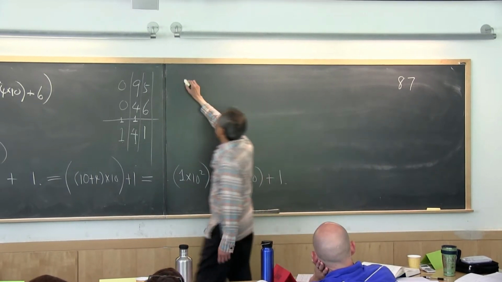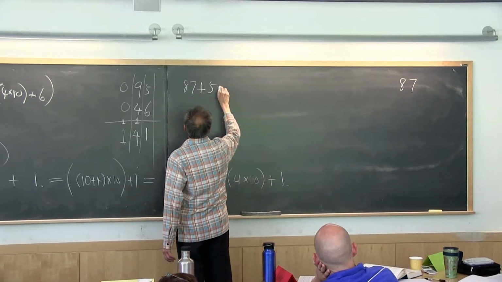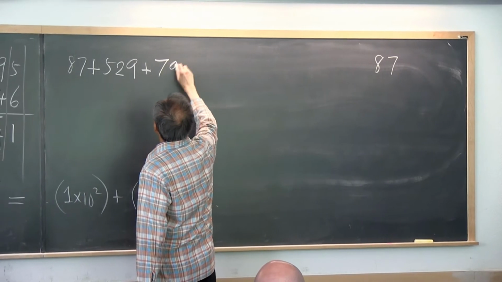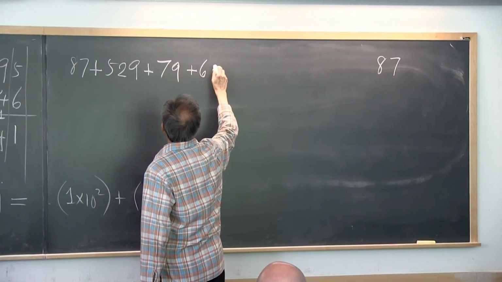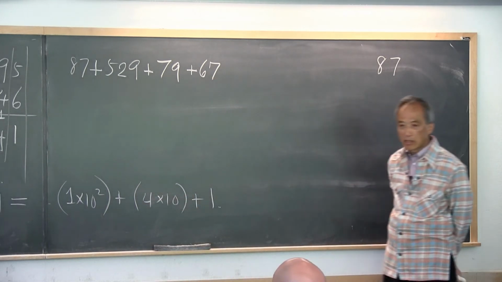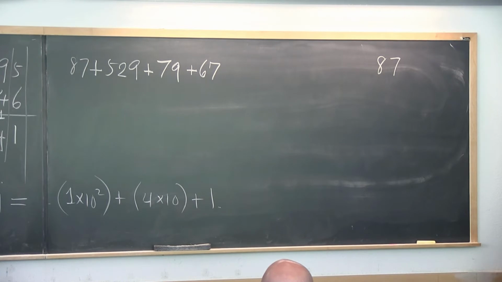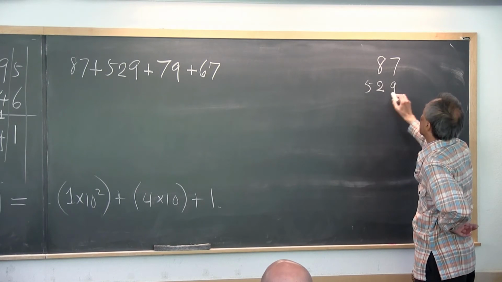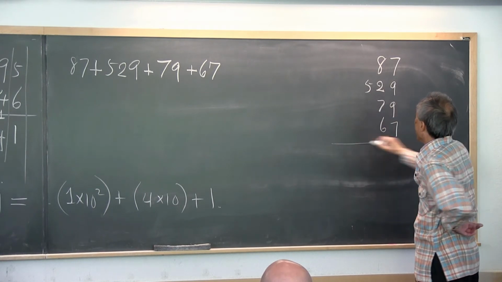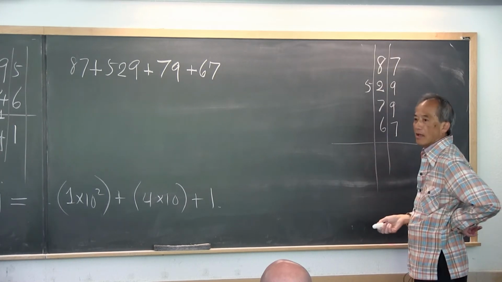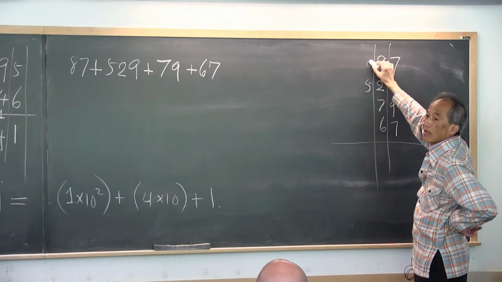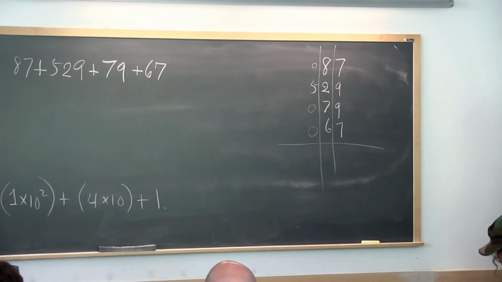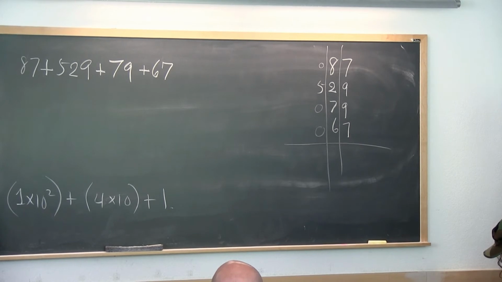All right, put this way. 7 plus 5, 29 plus 79 plus 67. What if I do that? Can I do it? Of course I can. Of course I want to do it on purpose. Now let's do it. You do exactly the same thing. Line them up. You still do column by column addition. And of course, you remember, right? You're always adding 3-digit numbers, except that some of them are fake, 2-digit, but that's fine.